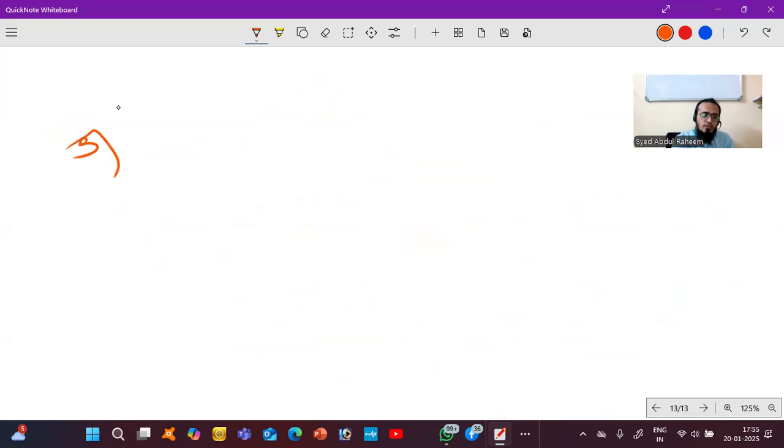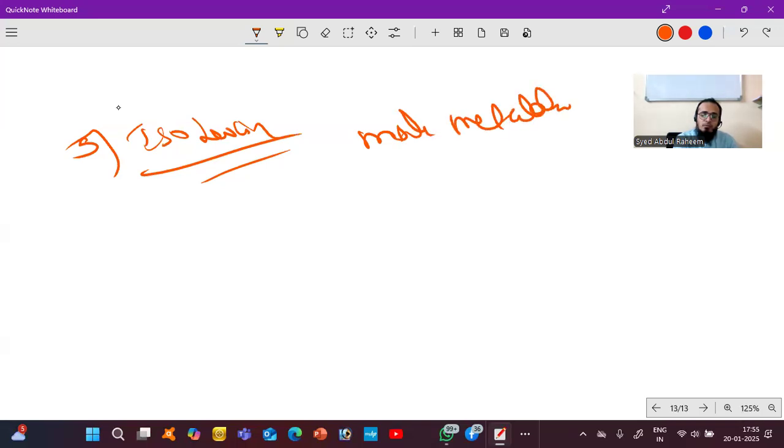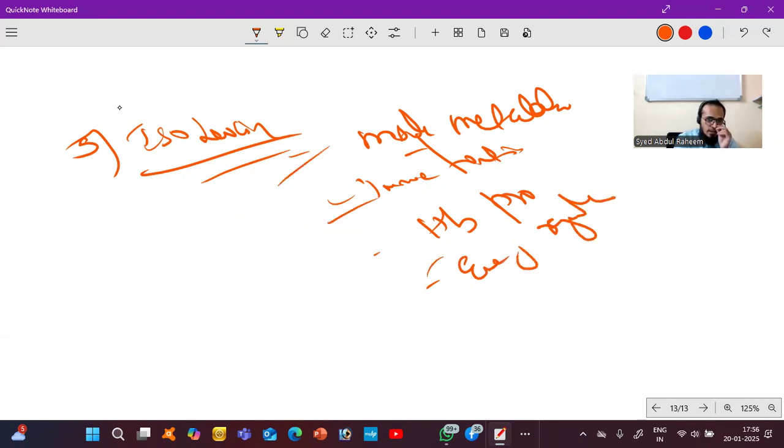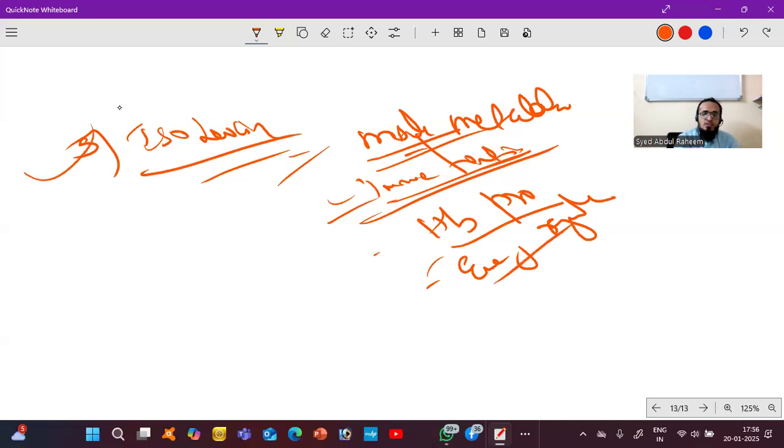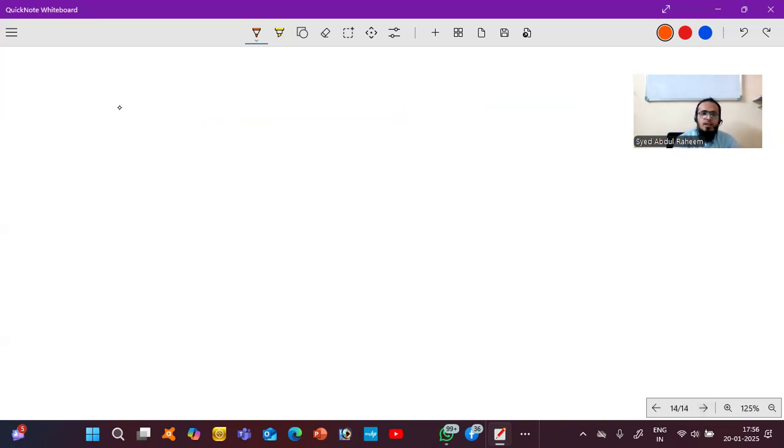The fifth amino acid is isoleucine. Why do you need isoleucine? This is for muscle metabolism, immune function, hemoglobin production, and energy regulation. So all this function needs isoleucine. Very important.